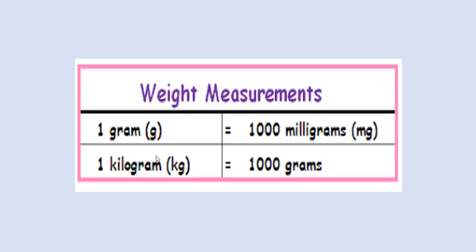Weight measurements: 1 gram equals 1000 milligrams. 1 kilogram equals 1000 grams.